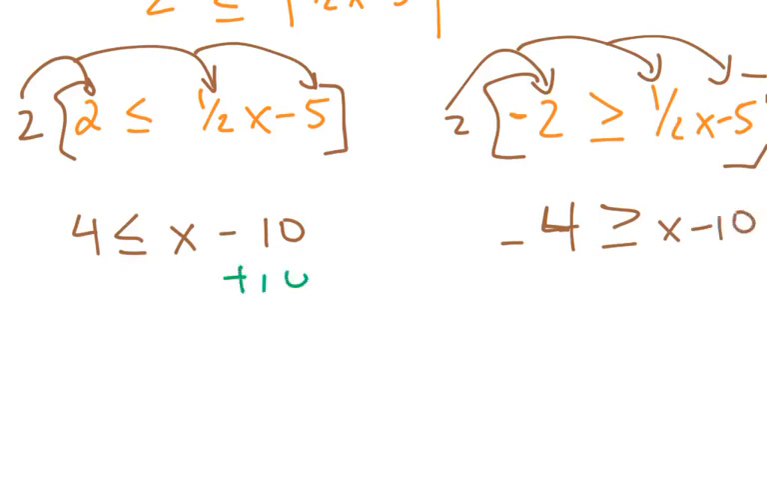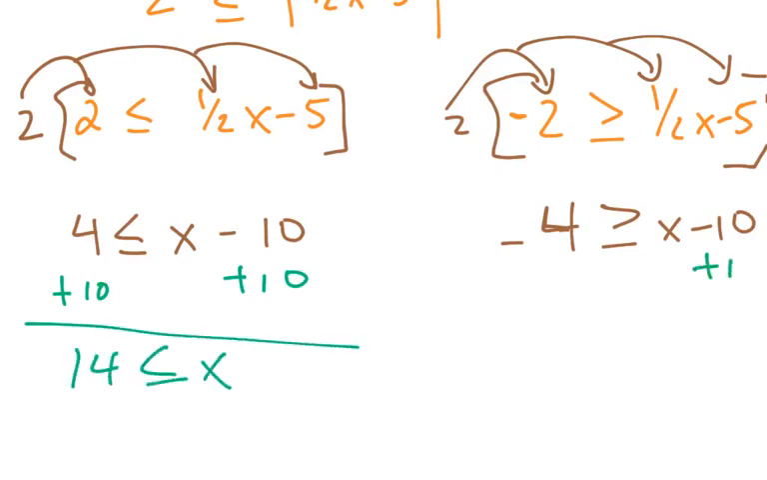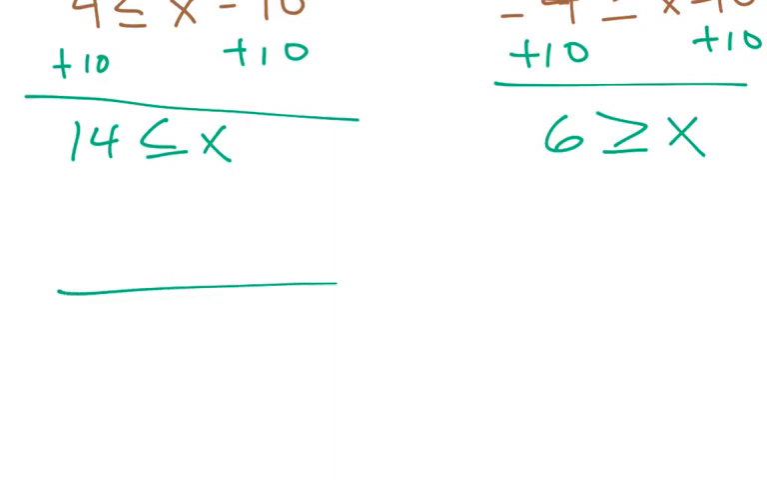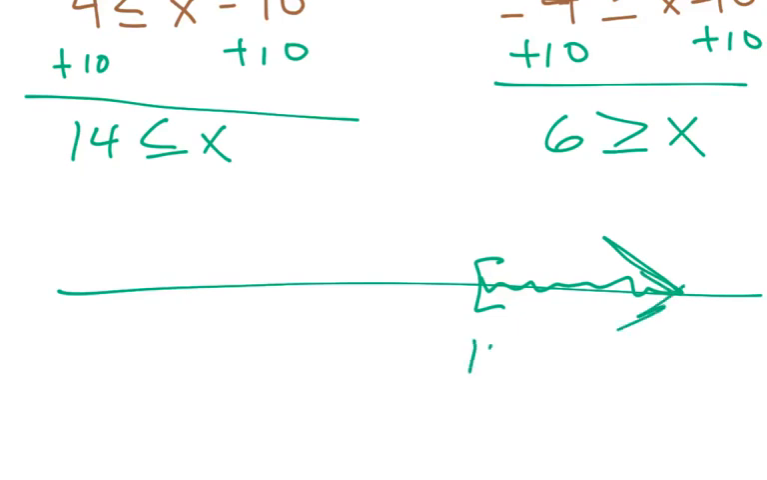And we're going to add 10 to both sides. 14 is less than or equal to x. Over here, I'm going to add 10 to both sides. 6 is greater than or equal to x. And we're going to graph this. So x is greater than 14 is here. And x is less than 6 is here.